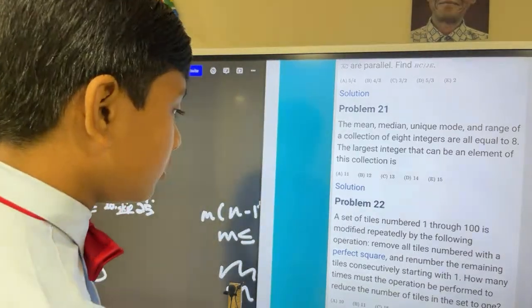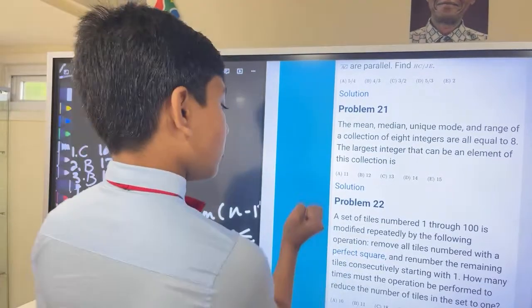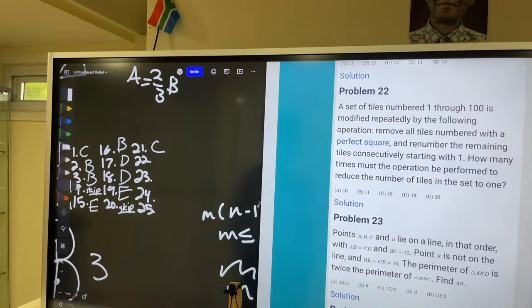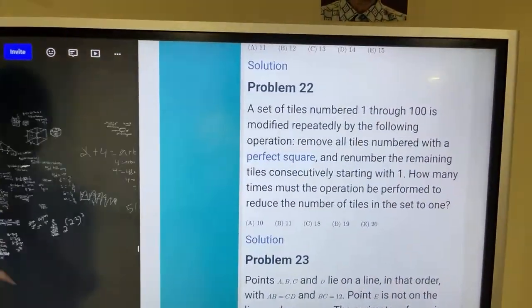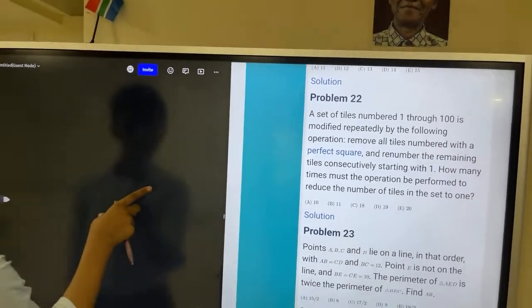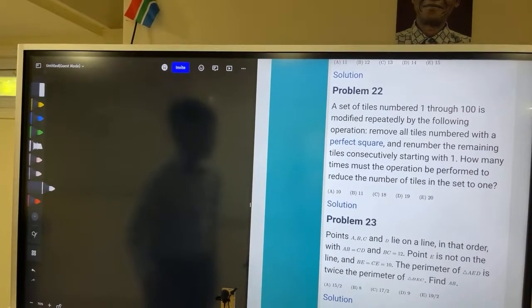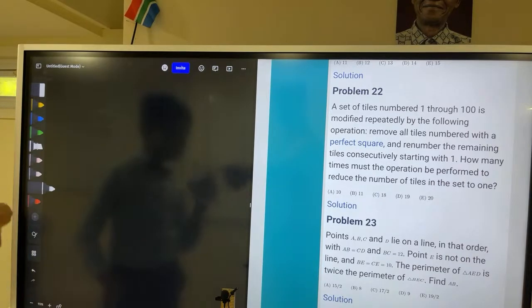Okay, 22. A set of tiles numbered 1 through 100 is modified repeatedly by the following operation. Remove all perfect squares and renumber the remaining tiles consecutively, starting with 1. How many times must... Well, there's only one way to find out, and that's doing it itself. Now, because I'm kind of exhausted, I'm going to exclude the first step, which is eliminating all perfect squares.